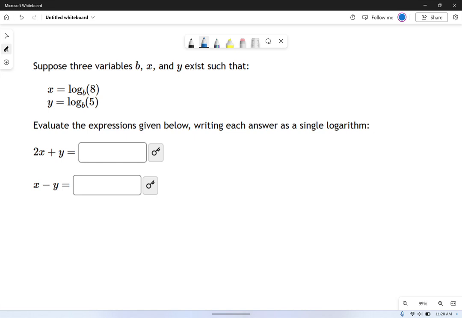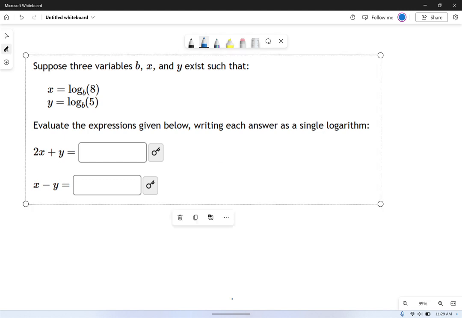This is an example of using the product rule, the power rule, and the quotient rule of logarithms, though it doesn't say those words anywhere in this. It says, evaluate the expressions and write each answer as a single logarithm. Now, when it says single logarithm, what it implies is it's just log of something, right? Not log of this plus log of that, and so on. And in getting these things down to a single logarithm, we're going to use those rules that I mentioned.